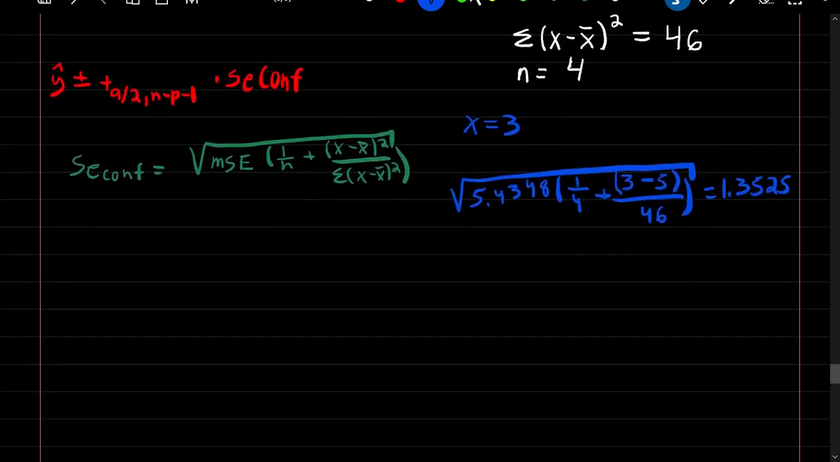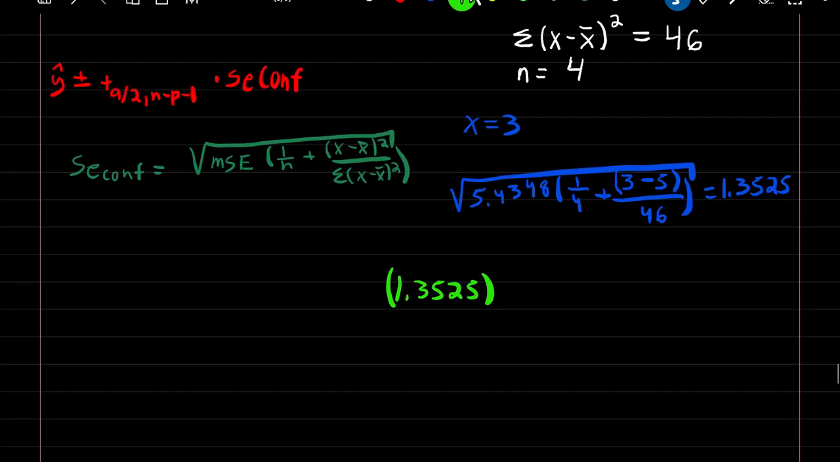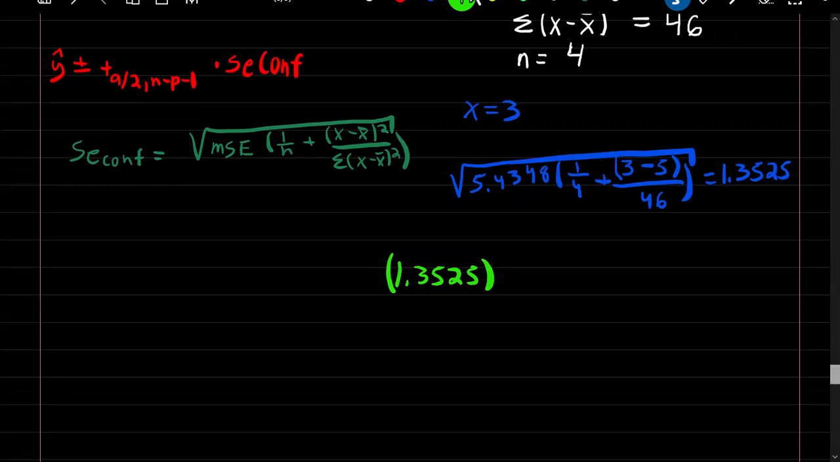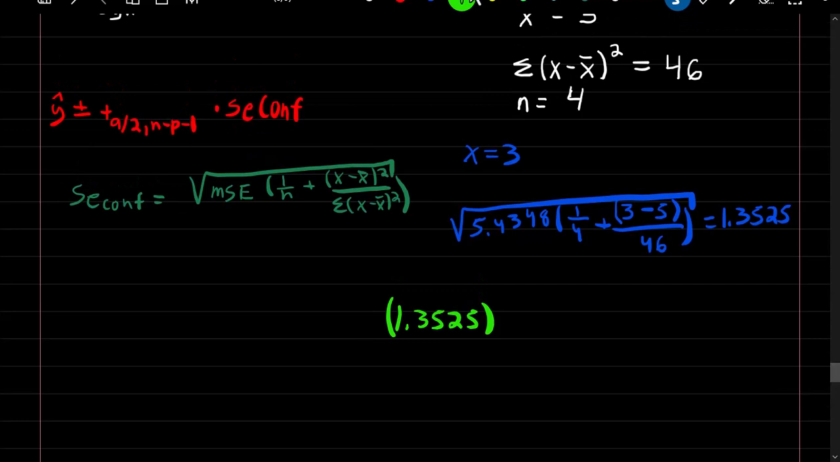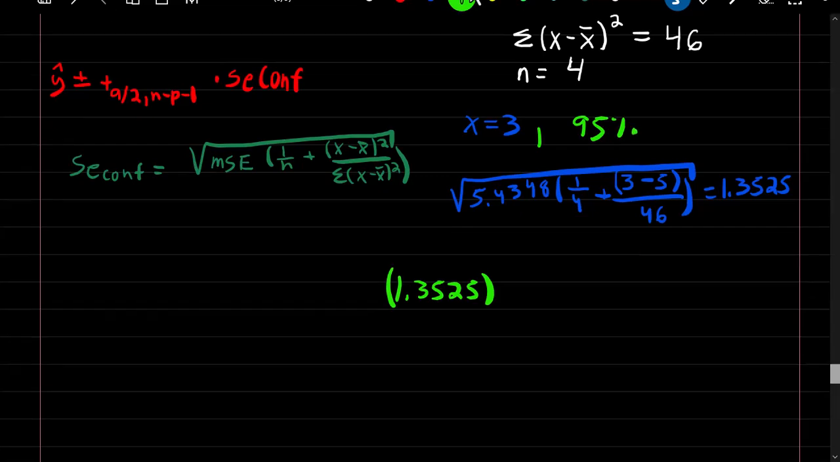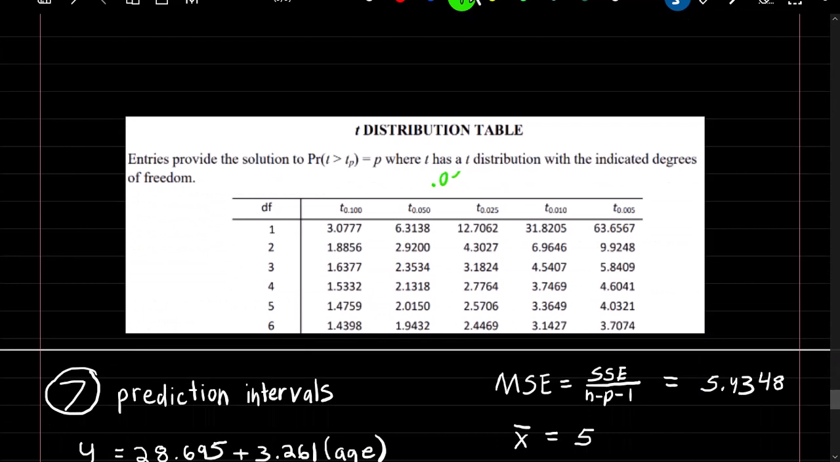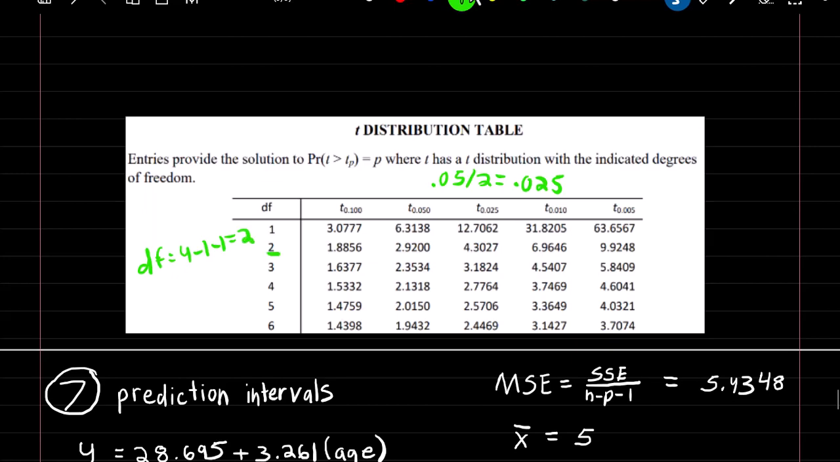So now plugging into our equation, we're going to multiply it by our t-score, which is going to be our alpha over 2. So let's say we want to do 95% confident this time. So alpha over 2, it's going to be 0.05 divided by 2, so we're going to get a value of 0.025, and the degrees of freedom is still just 4 minus 1 minus 1 for 2. So we're going to get a t-score of 4.3027.